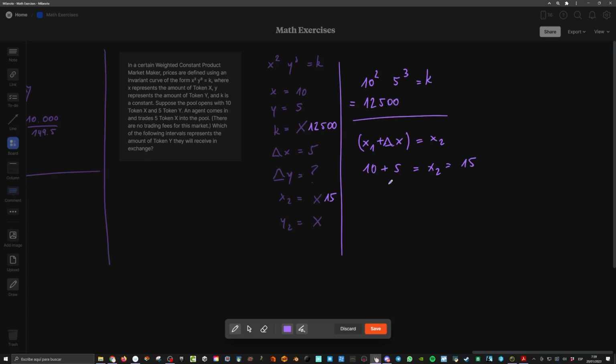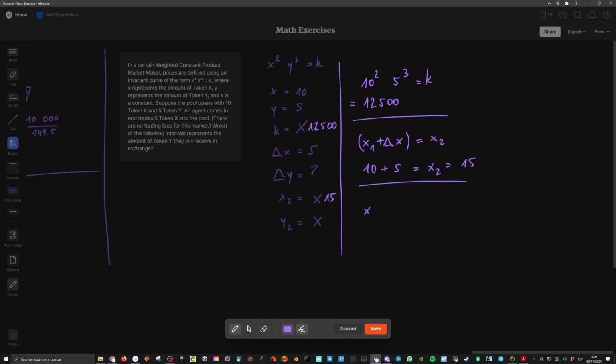When you have one equation with two unknown variables, it's very hard to figure out the answer. Whenever you have two unknowns in one equation, there needs to be another equation that we haven't used yet, and that is x2 squared times y2 cubed is equal to k. The final state of the pool should also satisfy the constant product rule. So since we know k and x2, we can find y2 using the same equation as the first, x squared y cubed equals k.